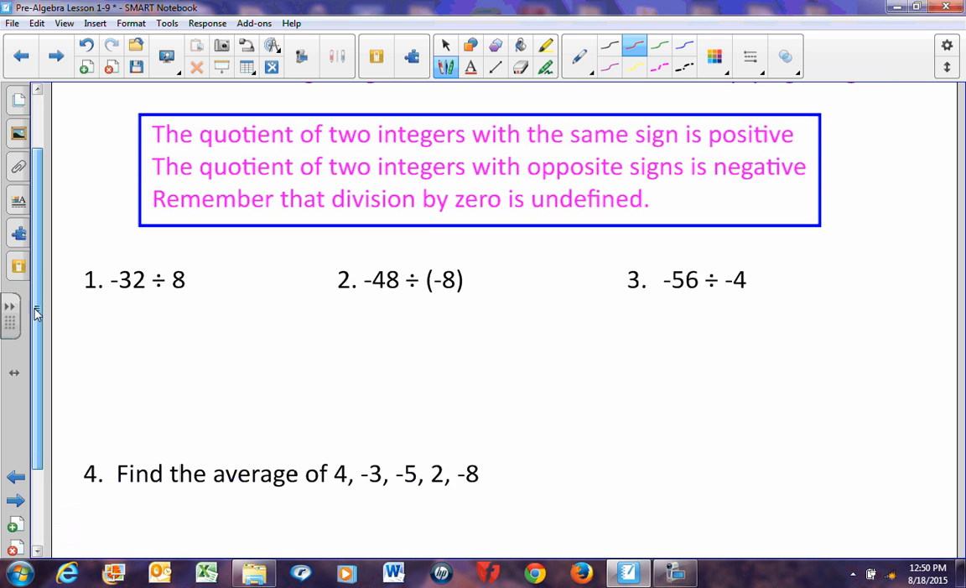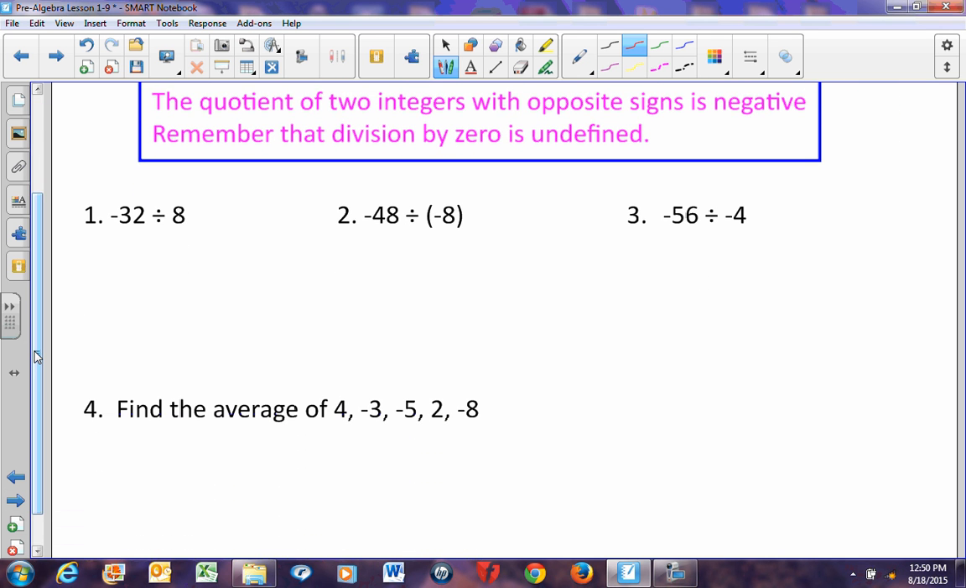Number 1, negative 32 divided by 8. Since there's only one negative sign, my answer is going to be negative. And 32 divided by 8 is 4, so the answer is negative 4. Number 2, negative 48 divided by negative 8. Same signs, so it's going to be positive. 6 times 8 is 48, so this is going to be 6.